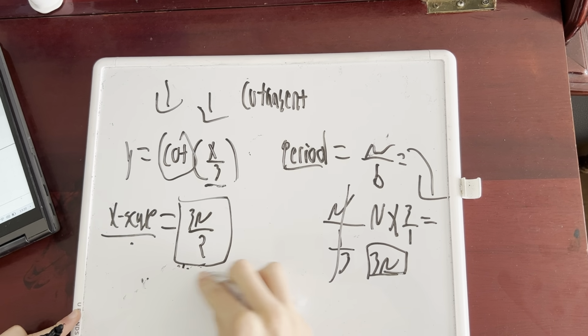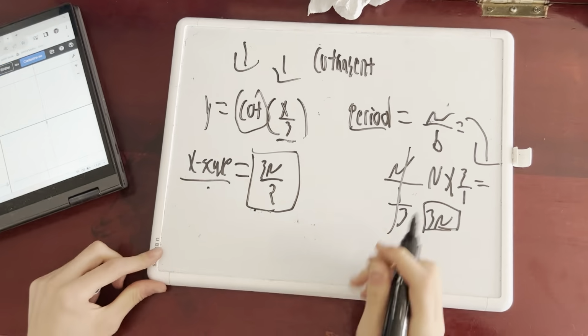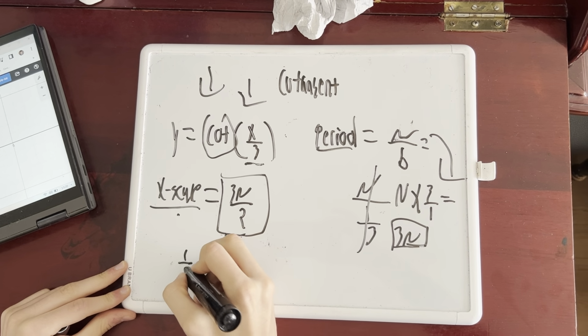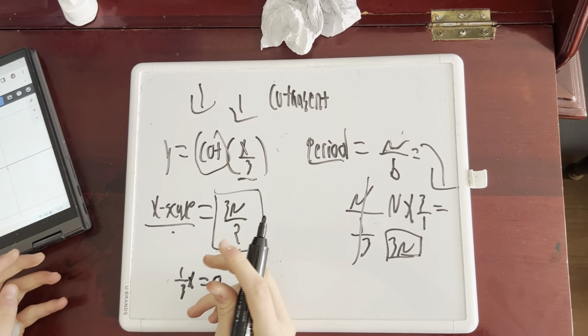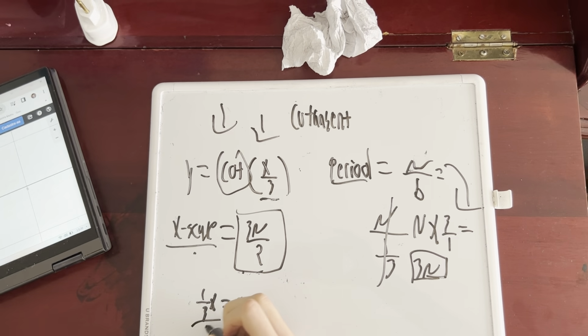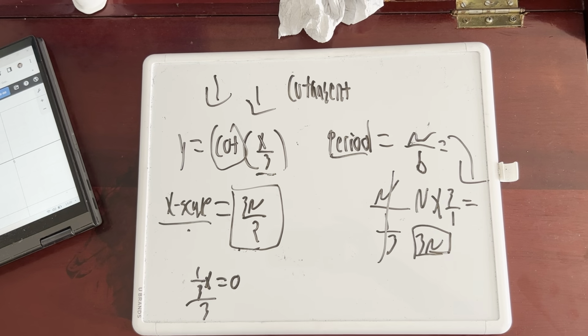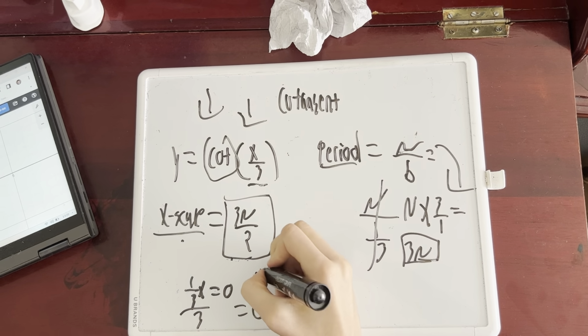But if you want to know, or if your exam asks you, you don't have to graph everything. You can just simply use this formula. So let's say 1/3 x is equal to 0. We know there's not going to be a shift because we're going to divide this on both sides, and everything divided or multiplied by 0 will become 0. So we have no phase shift.